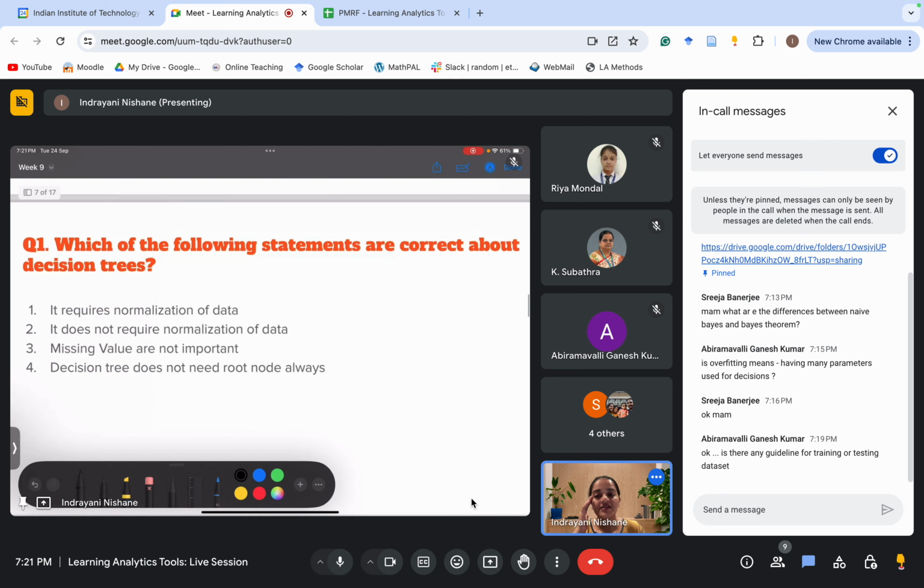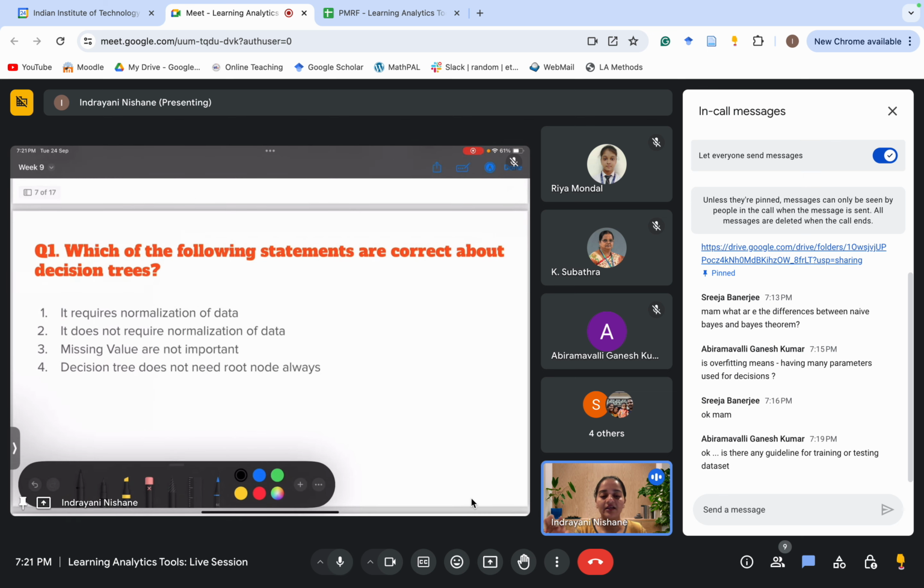Standard practice is minimum 70/30, that is, 70% you use as a training data set and 30% you use as a testing data set. That's the general practice, if you don't want to follow the rigorous training and testing process.